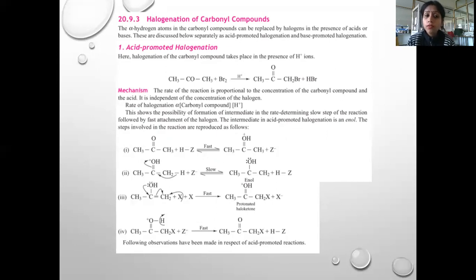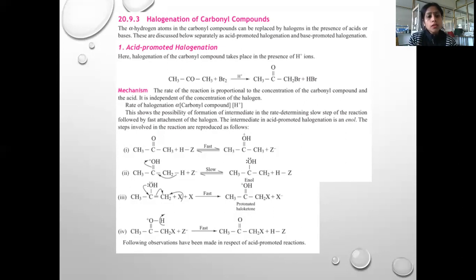Now, what does this mean? This shows the possibility of formation of an intermediate in the rate determining step. We know that the slowest step is the rate determining step. If it is a multi-step reaction, then we have to see which step is the slowest step and the active species involved in that step. That will determine the rate of the reaction.